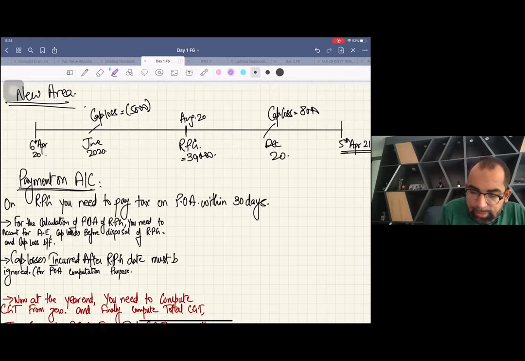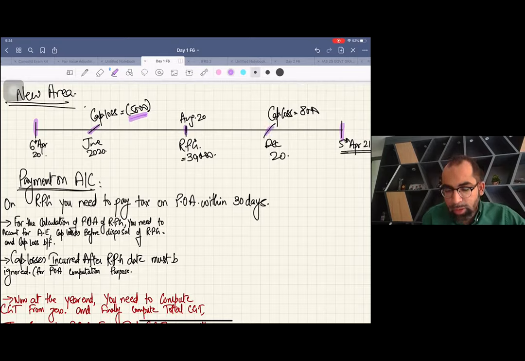Listen, this is your fiscal year, 6th April 2020 to 5th April 2021. In the fiscal year, these are the months. In June 2020, you have a capital loss of 5,000. Then in August 2020, you have an RPG, residential property gain, of 30,000. Then in December 2020, you have a capital loss of 8,000.